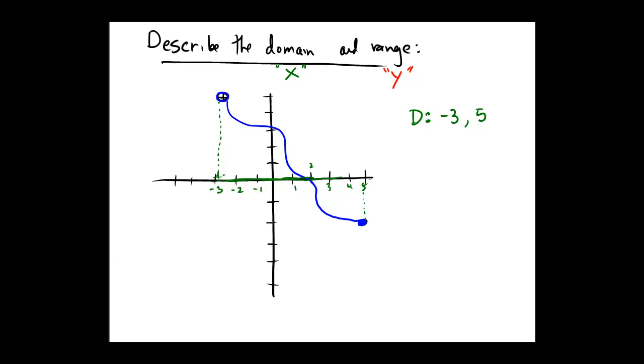Notice because of the open dot, -3 is not included. We put a parenthesis in our interval notation. And because 5 was a solid dot, that is included, we put a bracket. So that's our formal domain.